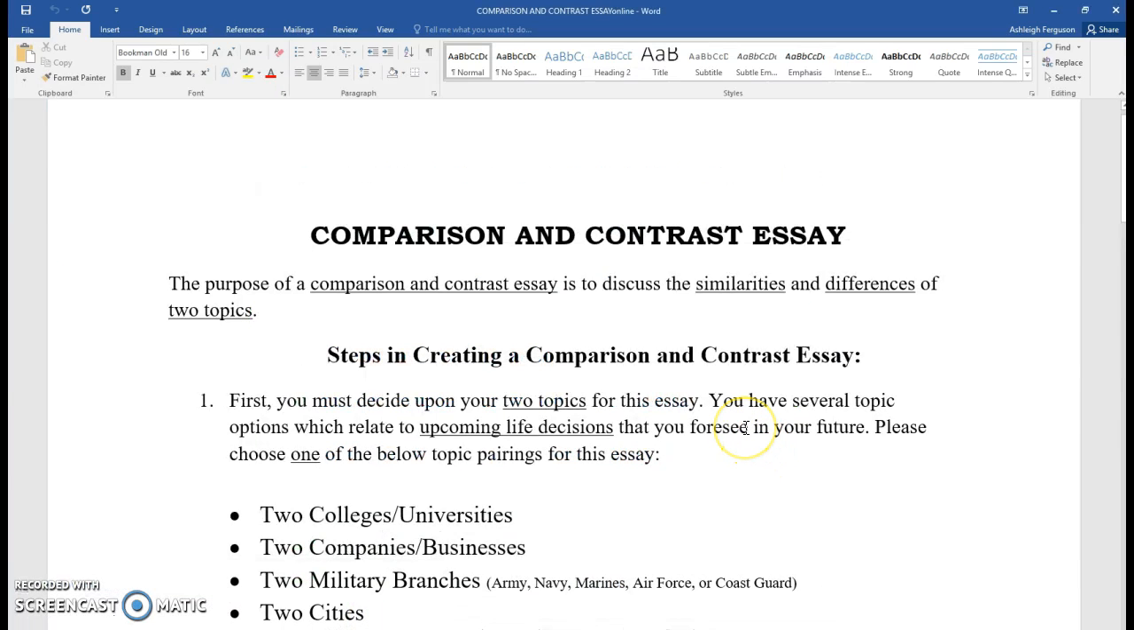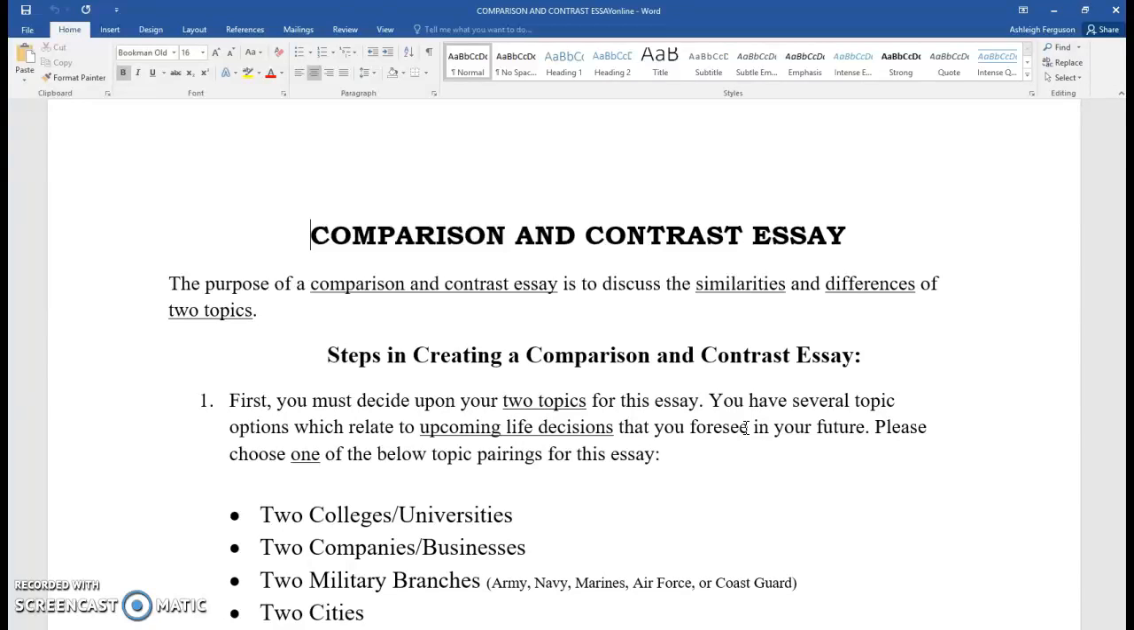Okay? Now, just remember that the purpose of a comparison and contrast essay is to discuss both the similarities and differences of two topics. Now, I want to emphasize this needs to be both a comparison and contrast essay. I don't want it to be just comparison, where you look at the similarities of two topics, and I also do not want it to be just a contrast essay, where you only discuss the differences between the two topics. I want you to try as equally as possible to discuss similarities and differences.